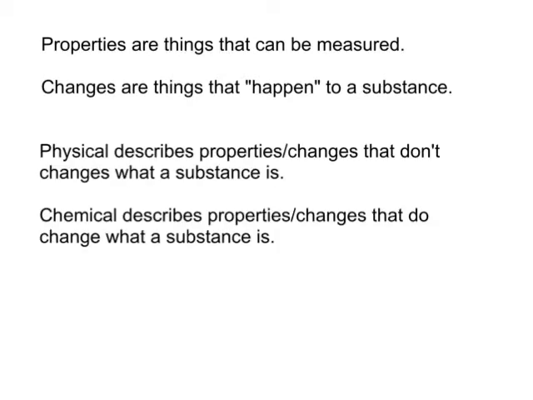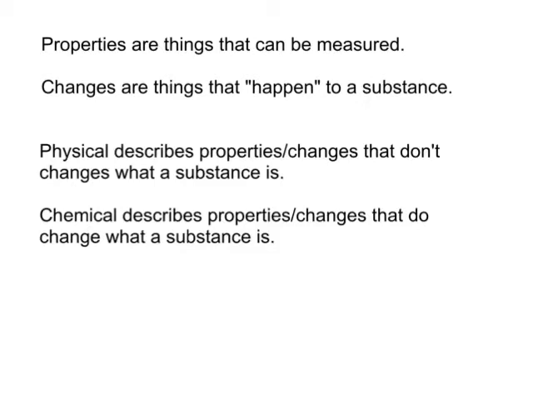After we've decided whether something is property or a change, we're going to add the adjective physical or chemical. And that's to denote changes that don't change what the substance is, in the case of physical, or do change what the substance is, in the case of chemical. Now, our physical changes or properties may alter the way the substance looks, such as tearing up a piece of paper, but it doesn't change what the substance actually is. It's still paper in that case.